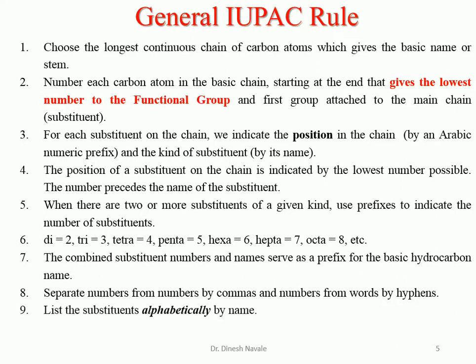The next rule is: list the substituents alphabetically by name. If there is more than one substituent and they are different, we have to use alphabetical order while listing the substituents. And the last rule is: words are run together. There should not be any space while giving the IUPAC nomenclature.